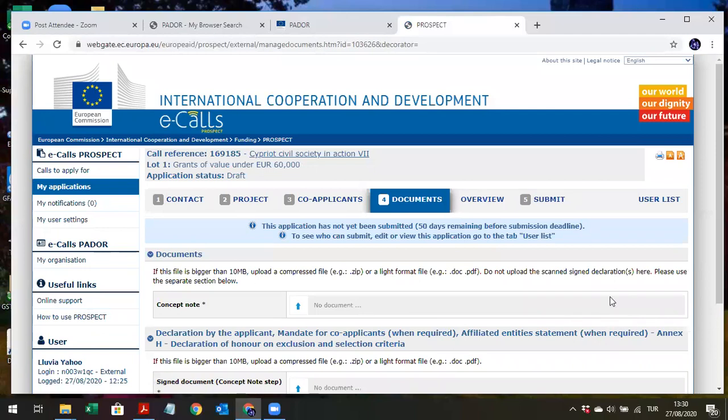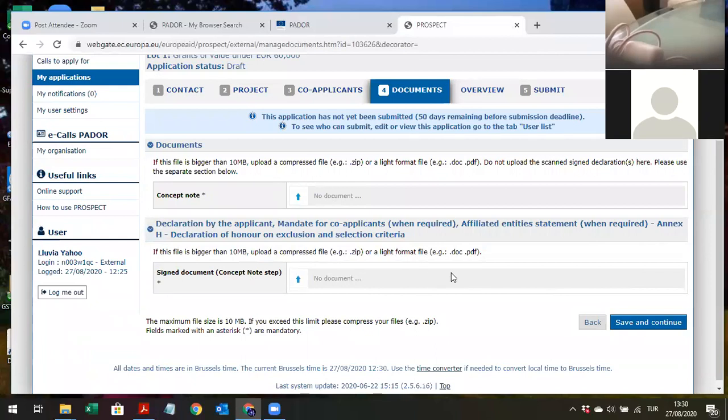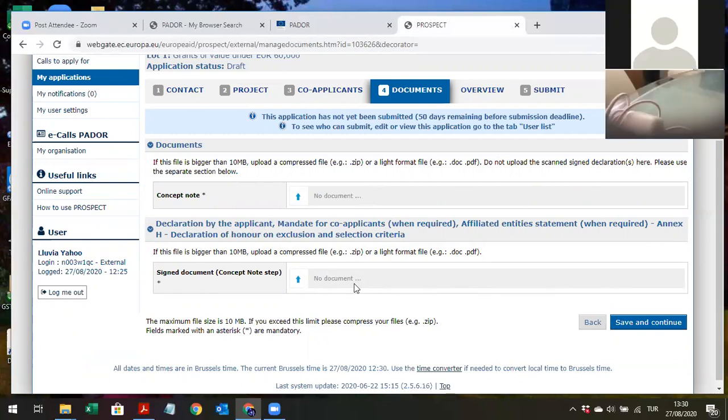And this is the heart of Prospect. This is where you will upload your documents. At this stage, as you can see, you are only required to submit the concept note here, and there is a declaration required from the applicant. You will need to provide that now.